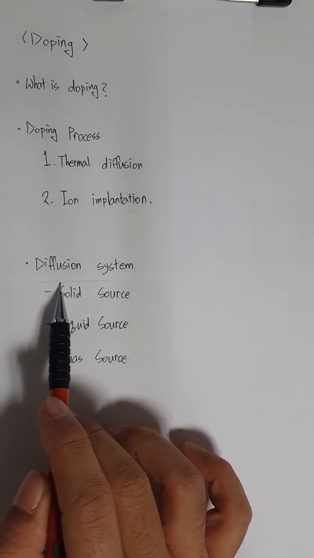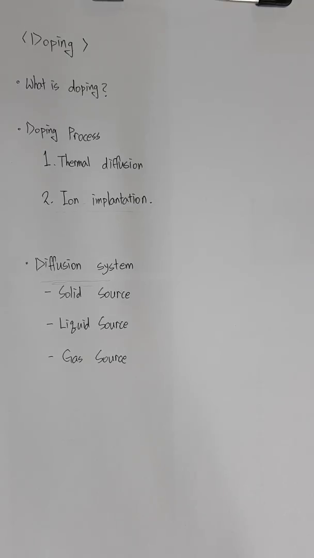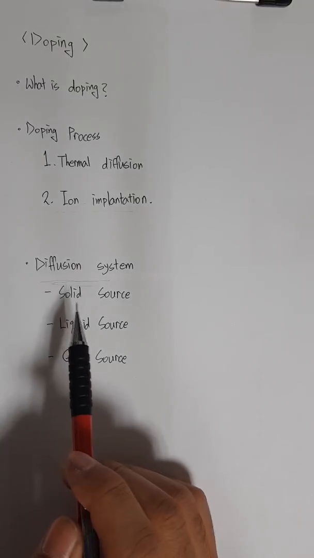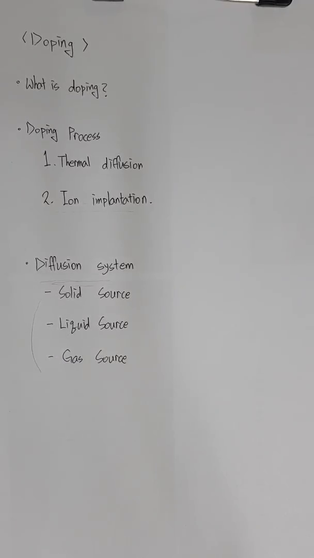Diffusion system is the pre-deposition process of the wafer inside the furnace. There are three types of diffusion system: solid source, liquid source, and gas source.